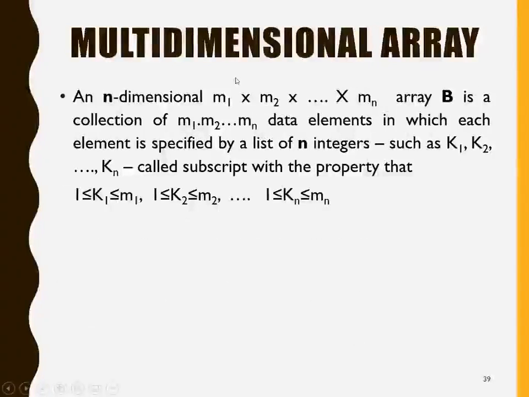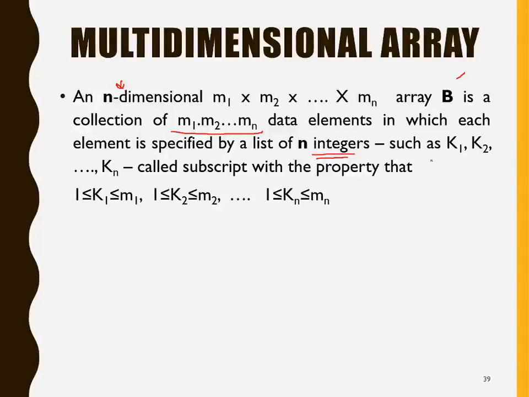In the case of multi-dimensional arrays, we have n dimensions represented like this, m1 up to mn, where the name of the array is b, and it is a collection of m1 times m2 up to mn data elements in which each element is specified by n integers. So we have m1 up to mn dimensions inside the array, and every element is specified by a list of integers.